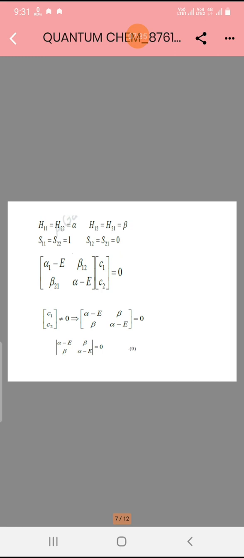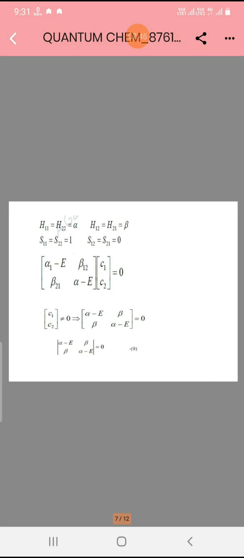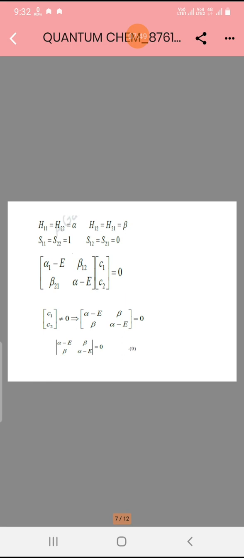Then the secular determinant transforms into a 2 into 2 matrix form. We write x, 1, 1, x matrix, like alpha minus E, beta, and beta, alpha minus E, is equal to 0. So we divide this equation by beta, so that alpha minus E divided by beta equals lambda, and beta by beta is equal to 1. So we get a very simple form of the matrix.